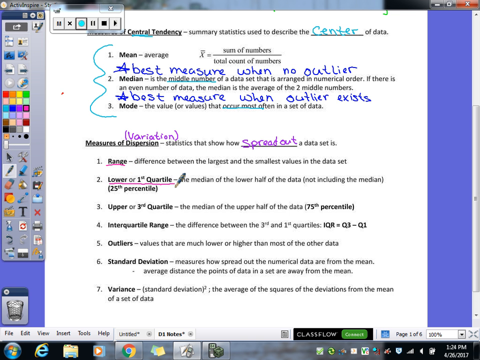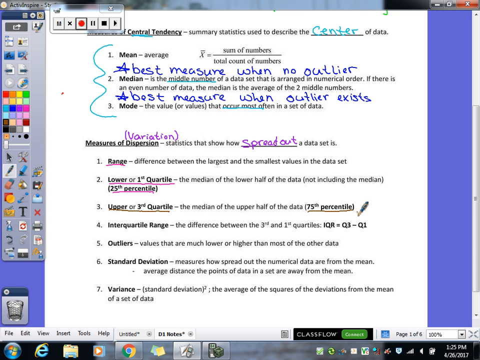Your lower quartile, which is the 25th percentile. Your upper quartile, which is the 75th percentile. Do you guys remember what percentiles, quartiles are? That's the percentage of data that is below the number you're looking at. So if you're the 25th percentile, that means that 25% of the information is lower than that number.